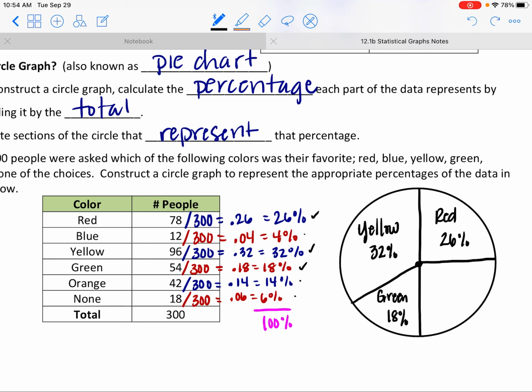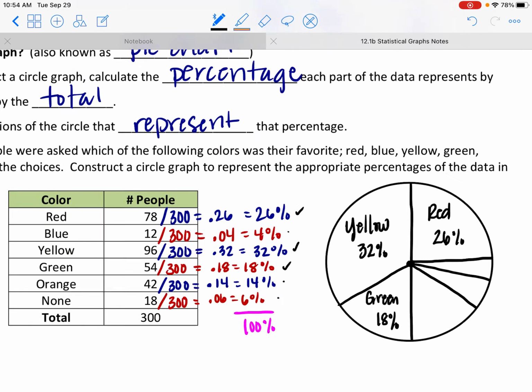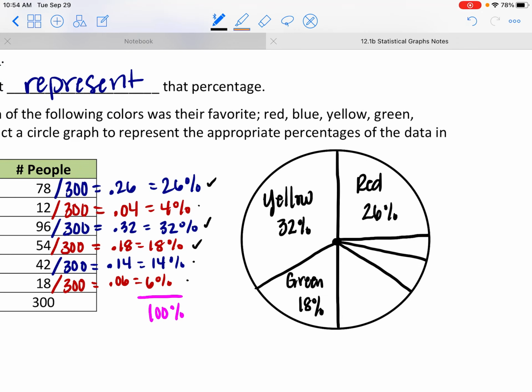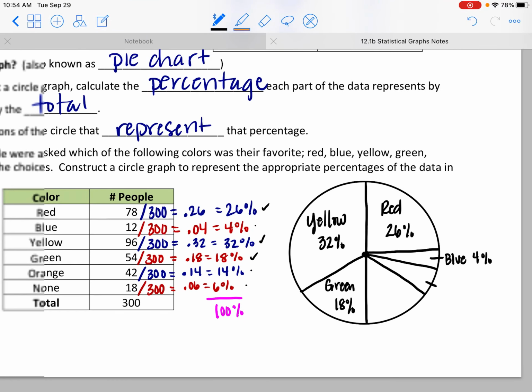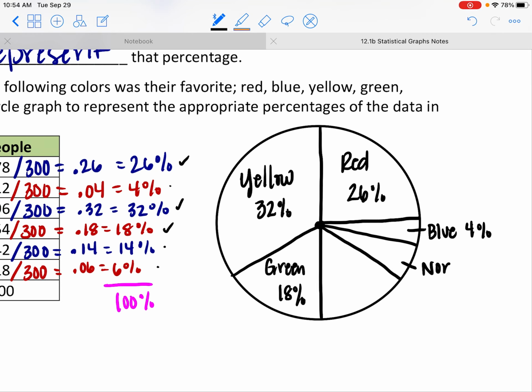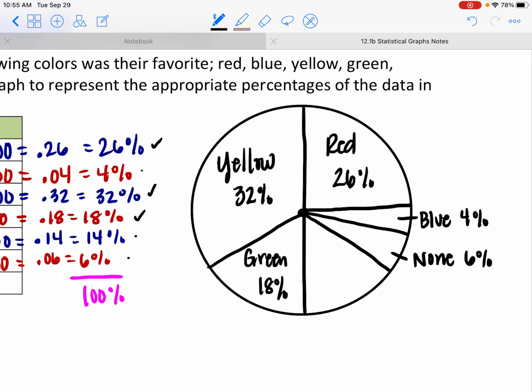No, let me do that again. Maybe something like that. Okay, again, it doesn't have to be perfect. It just should be pretty representative. So this is the smallest section, so that's going to be our blue at 4%. And if you can't write it in there, it's okay to write it out. So blue is 4%. This guy is our 6%, which was none. So none, 6%. And then lastly, we had the 14%, which was orange. And I think I can fit that in here. So orange, 14%.